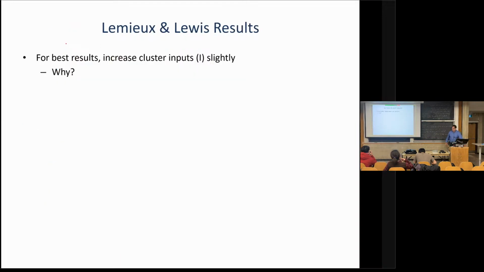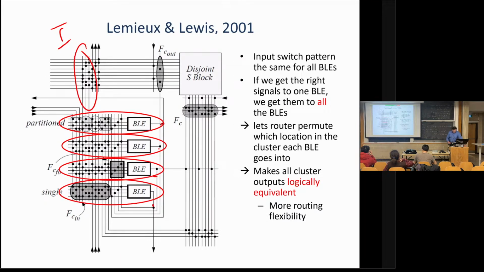And by best result, I mean the most area efficient architecture, right? So combine the parameters that are going to give them a high routing completion rate with the least area. Why do you think that it was good to increase this number of inputs that comes into the cluster? Any thoughts?